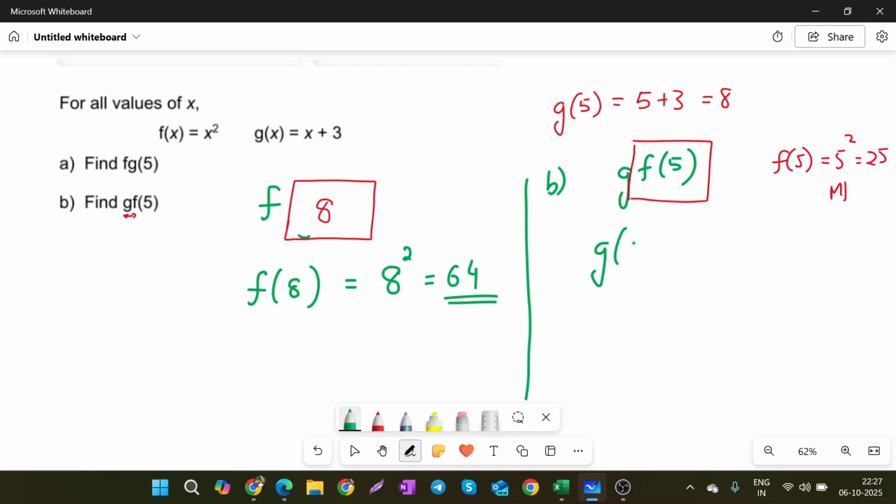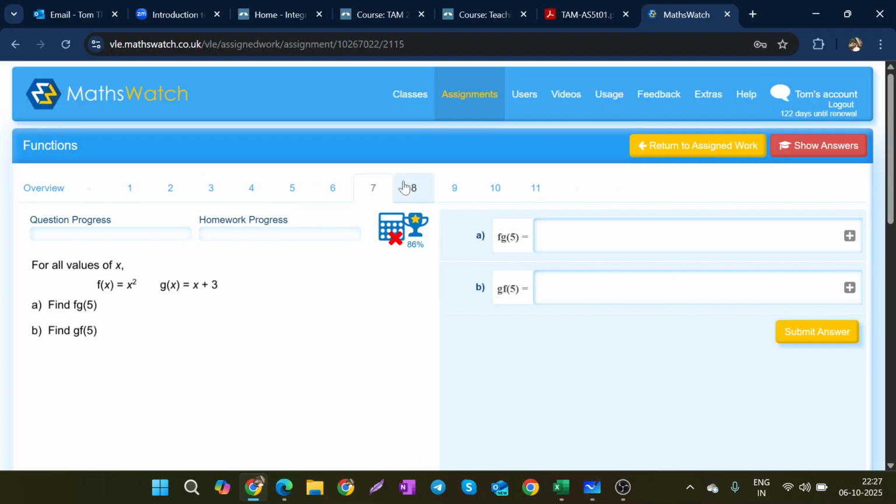Now we're going to do g of 25, which means replace x with 25, and that should be equal to 28, which is your answer. So we do see that fg of 5, we got as 64, and the other one is 28. So fg of 5 is not equal to gf of 5, so you can't think of them as the same thing, like ab and ba. They are not interchangeable.